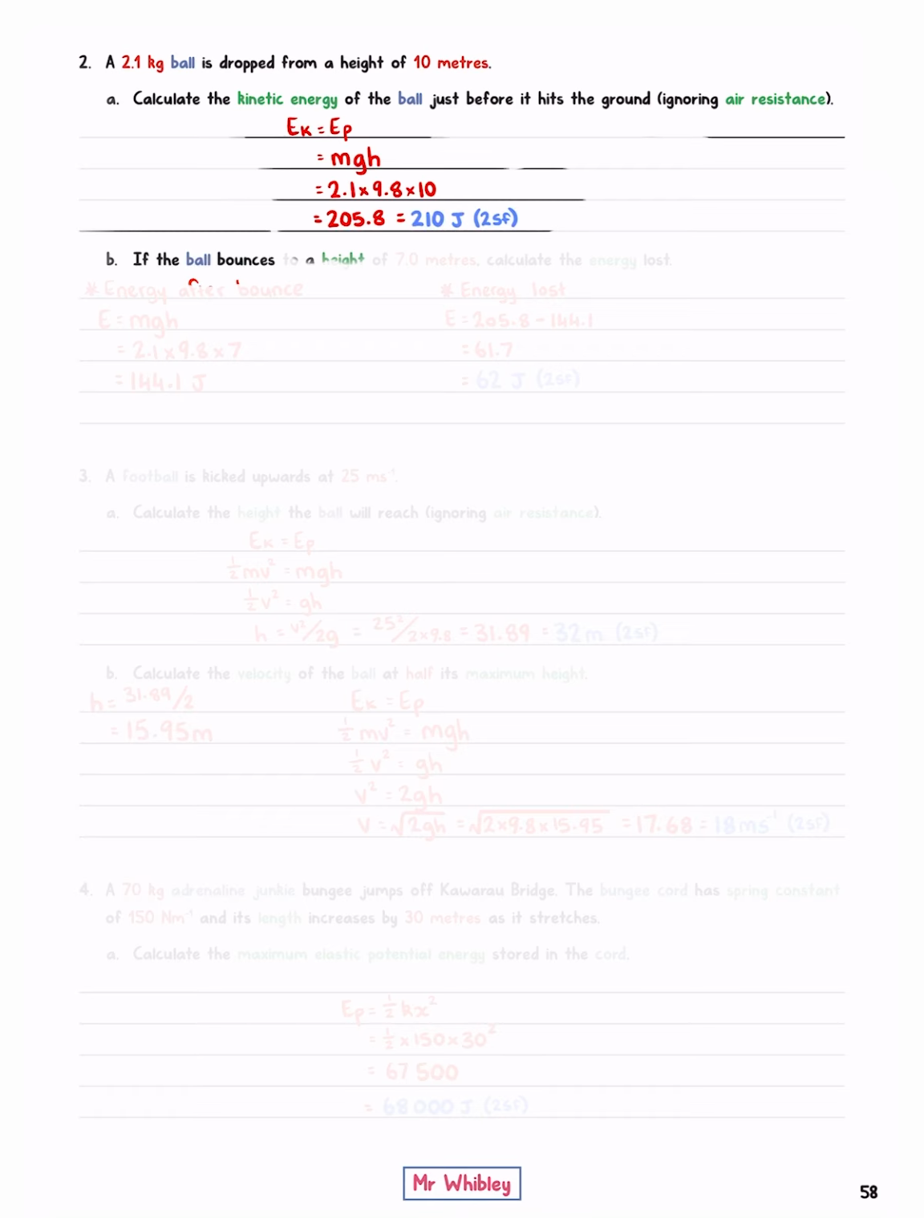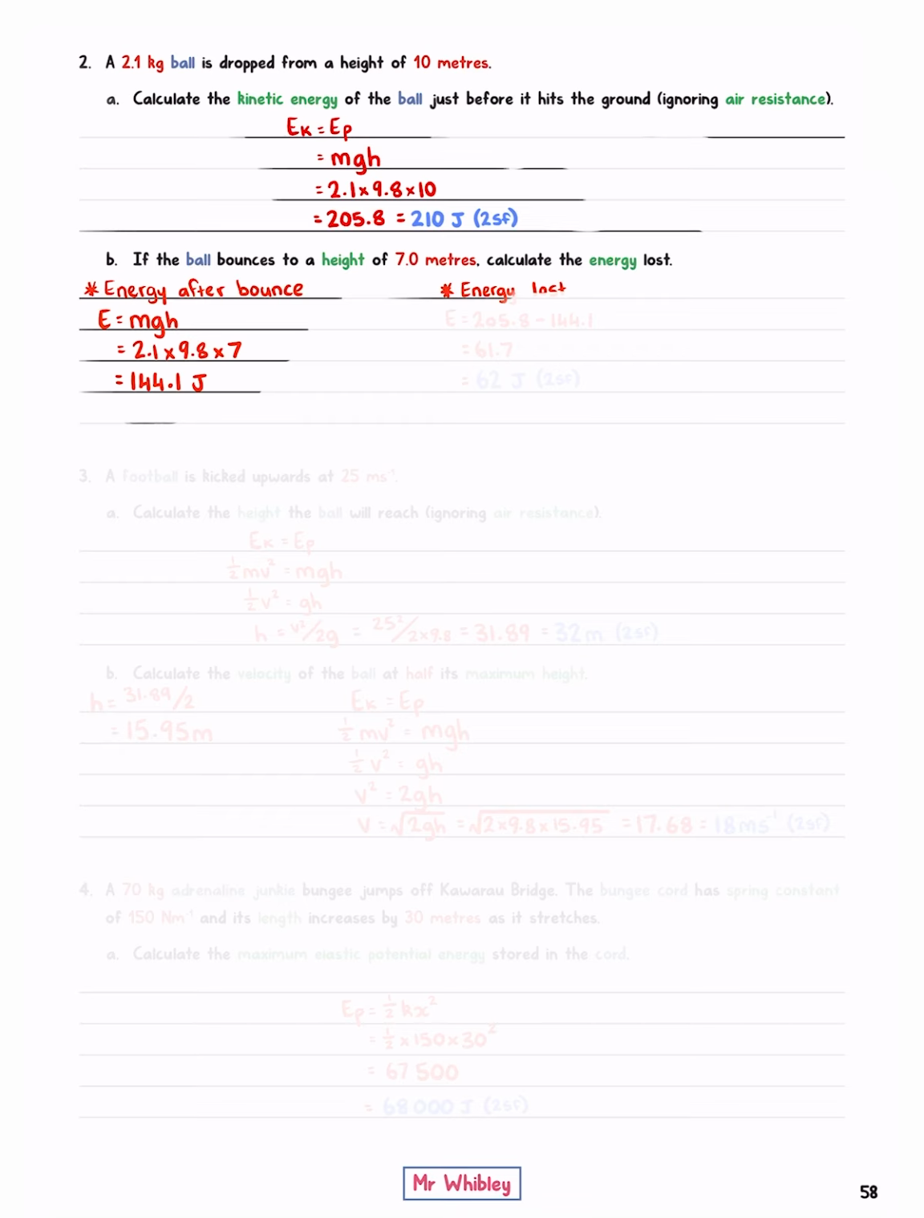If the ball bounces to a height of 7 meters, calculate the energy lost. To find the energy after our bounce, knowing that it went to 7 meters, we can just find the corresponding gravitational potential energy. For this, we once again use E equals mgh, put in our numbers with our new height of 7 meters, which gives me 144.1 joules.